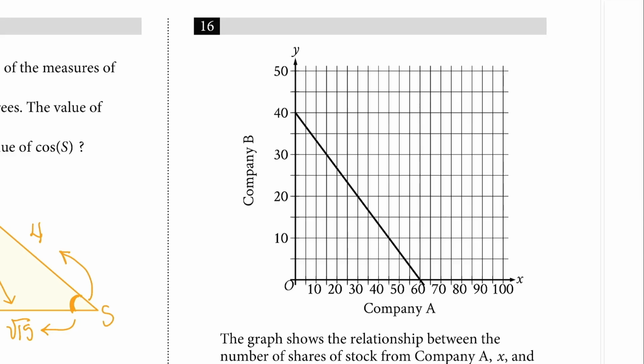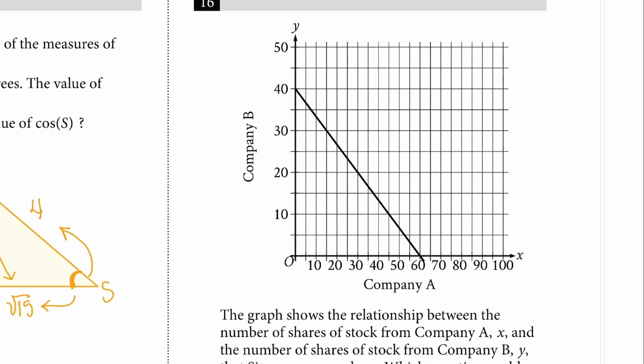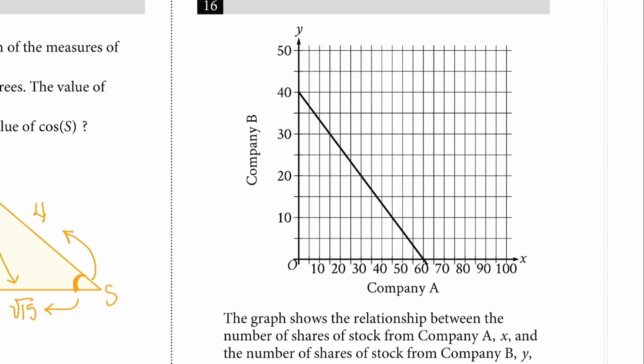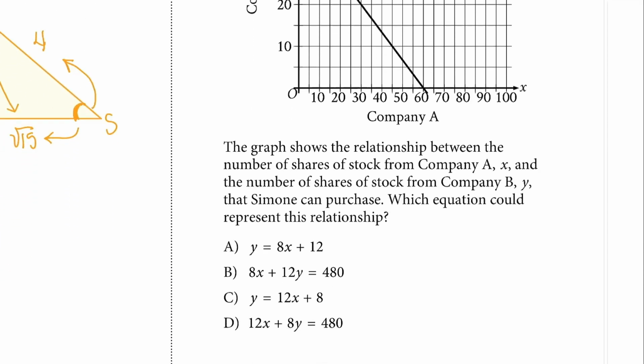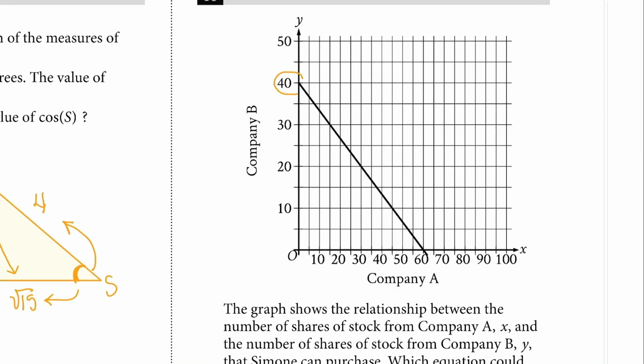The graph shows the relationship between the number of shares of stock from company A, which is x, and the number of shares of stock from company B, y, that Simone can purchase. Which equation could represent this relationship? When we look at our equations down here, we're going to be looking for a y-intercept of 40, and we do have a negative slope here. So let's see what our slope actually is.